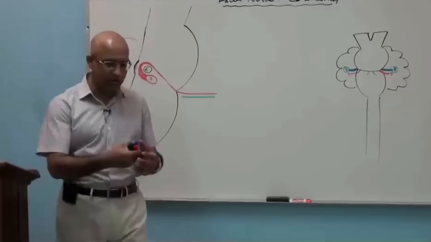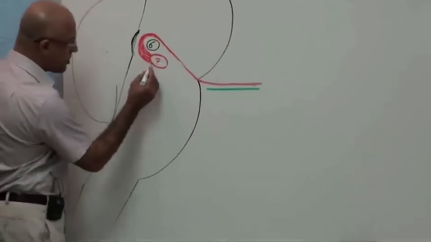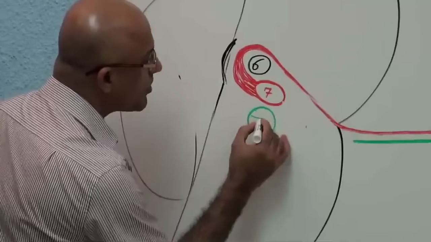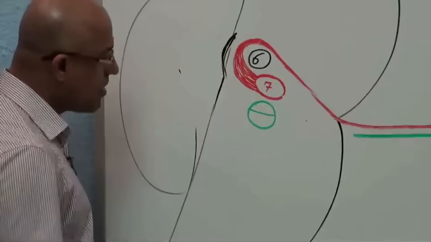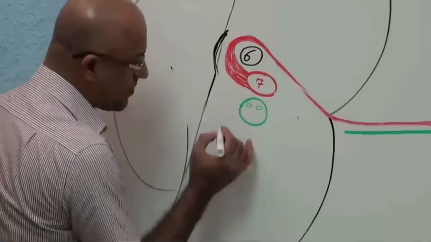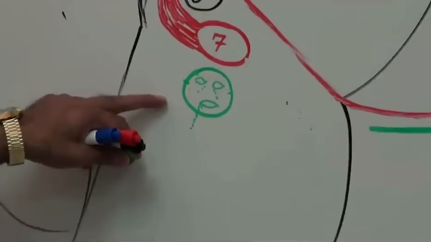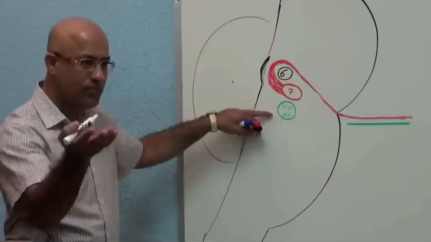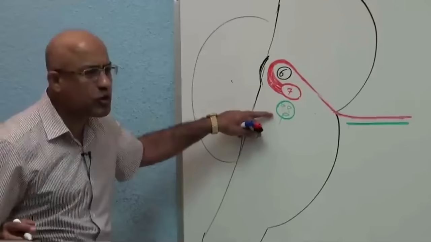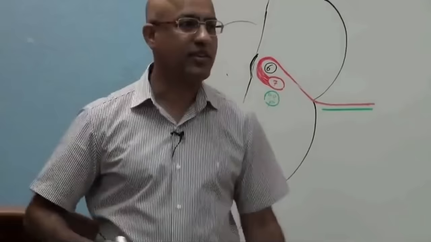Okay, let me tell you. There's a nucleus here. Look, this is the lower part of the pons, you can say. This nucleus is a parasympathetic nucleus. Oh, this is the weeping nucleus and drooling nucleus. This nucleus is called the superior salivatory nucleus. What is it called? Superior salivatory nucleus. But actually it should be called the lacrimatory salivatory nucleus, right? But I don't know why. So in some books they write just lacrimatory nucleus and in some books they write just superior salivatory nucleus.